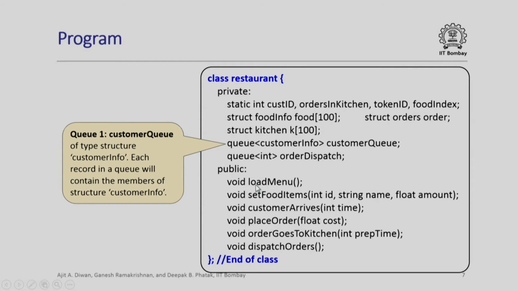You are familiar with all the functions, we have briefly seen them: load menu, set food items, customer arrives, place order, order goes to kitchen, and finally dispatch orders. This is typically the sequence in which activities will happen, and for each of these we shall have different functions written. This ends the class.